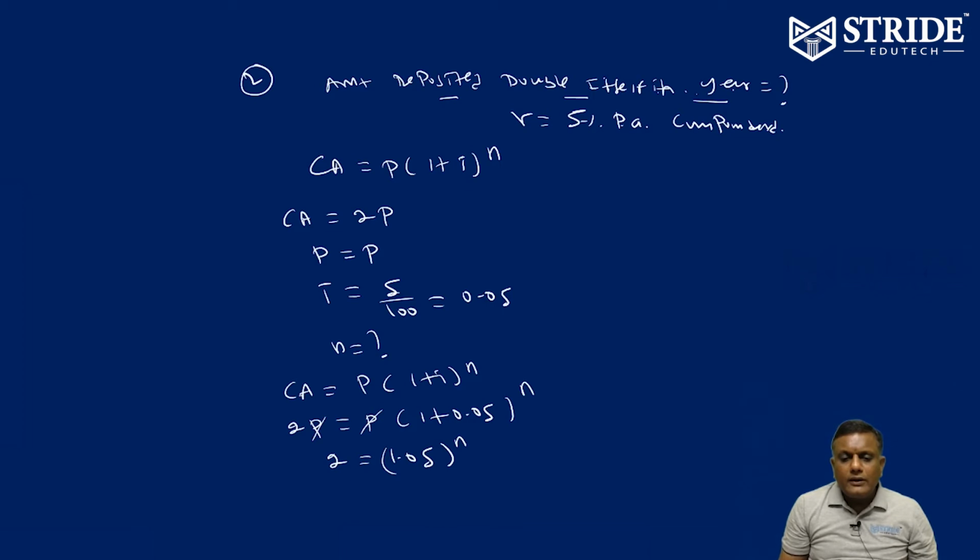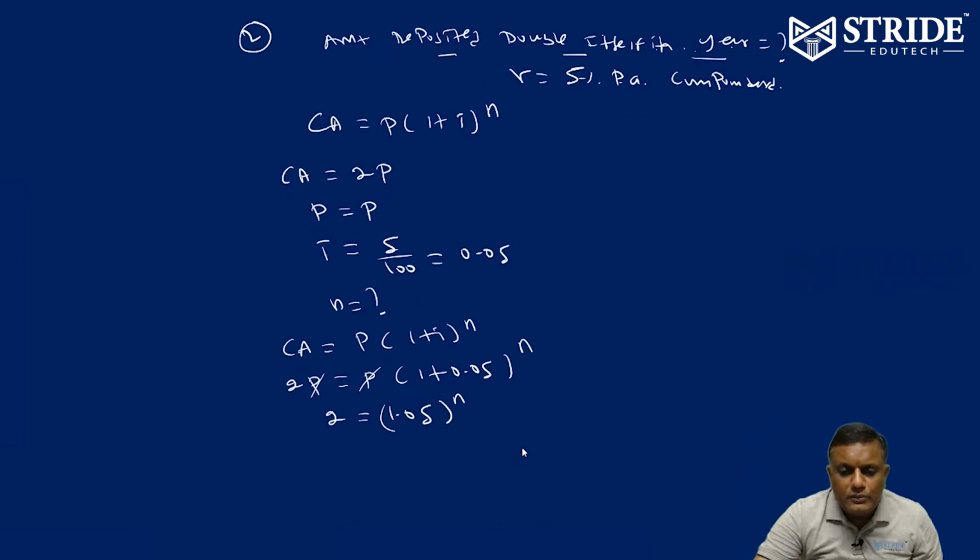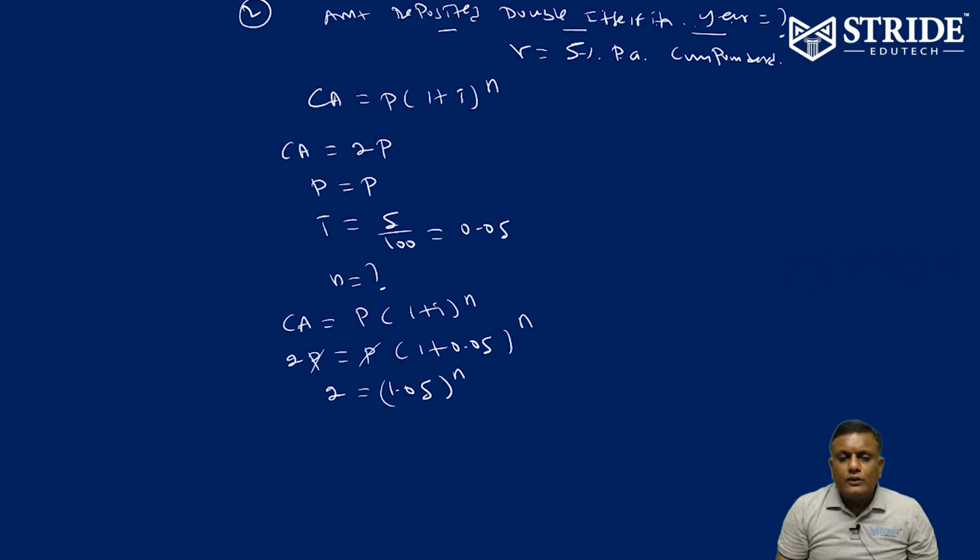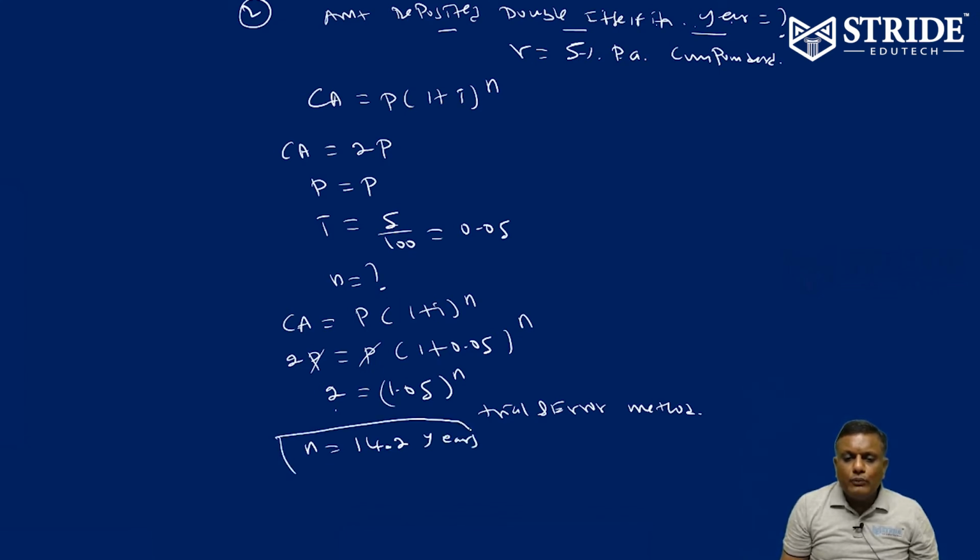Here you can apply the trial and error method, which means you can substitute n is equal to 1, or n is equal to 2, or 3, or 4, or 5, to get 2. By the trial and error method, if you substitute n is equal to 14, approximately you will get 2. So n is approximately 14.2 years. So in 14.2 years the amount deposited is going to double itself. This is concept number 2.